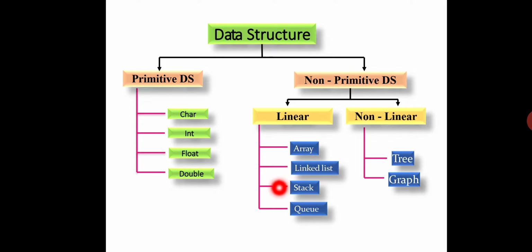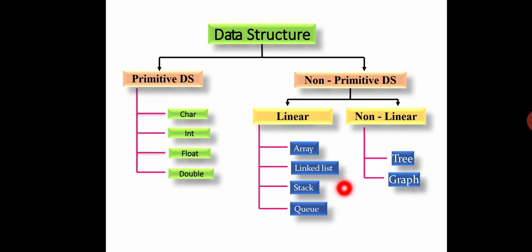Then come to the stack. Stack is also a sequential, linear data structure. We can store the data inside the memory, but its working mechanism is last in first out, but it is also sequential. Then come to the queue. Queue is also a linear data structure. We'll go to the next slide onwards.